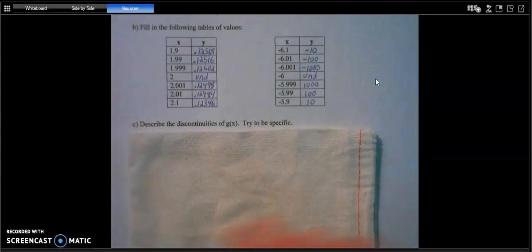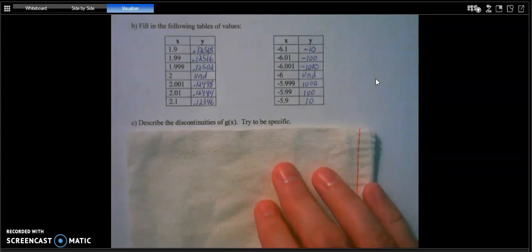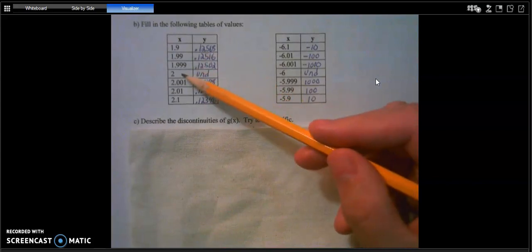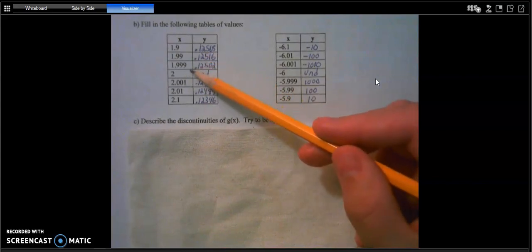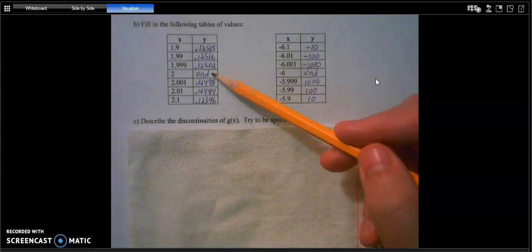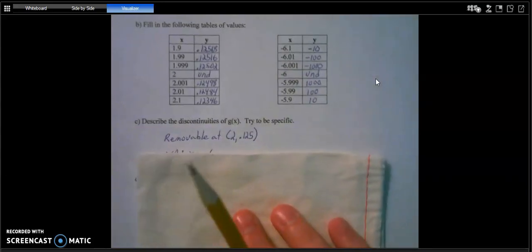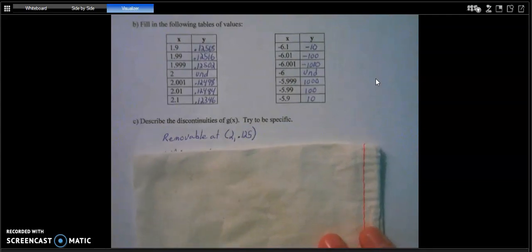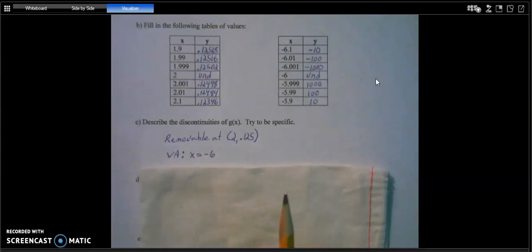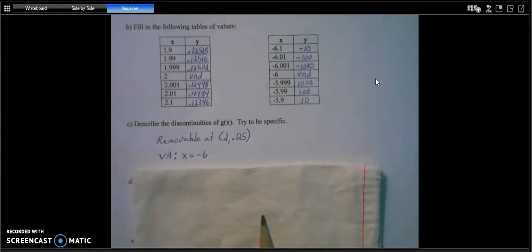So what is happening as far as discontinuities for g of x? Well, it looks like as you approach 2, the y value wants to approach 0.125. When x equals 2, it's undefined, but as you approach 2, it looks like the y value wants to approach 0.125. And as you approach -6, that has the vertical asymptote or infinite discontinuity at x equals -6.